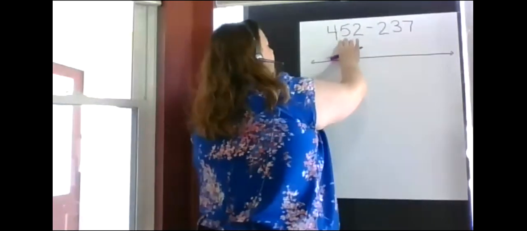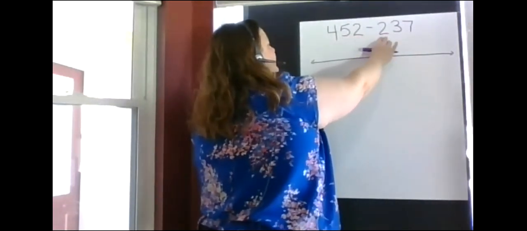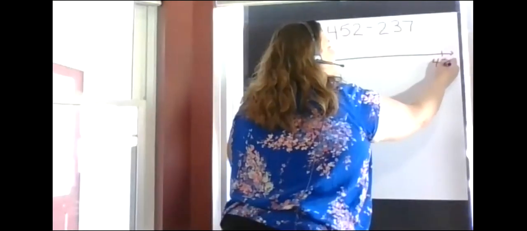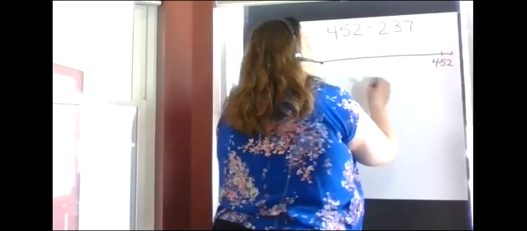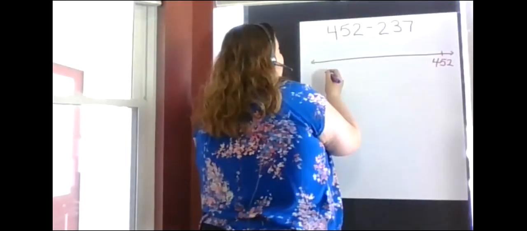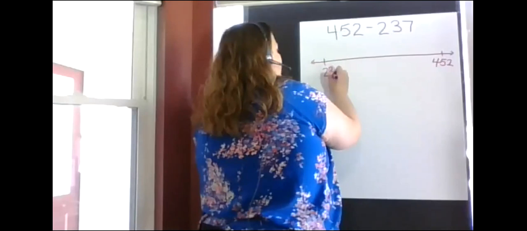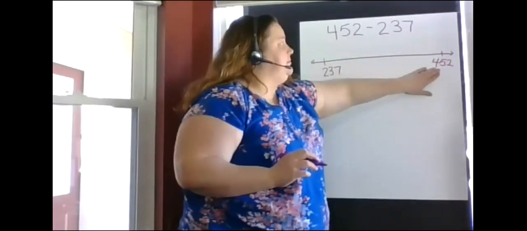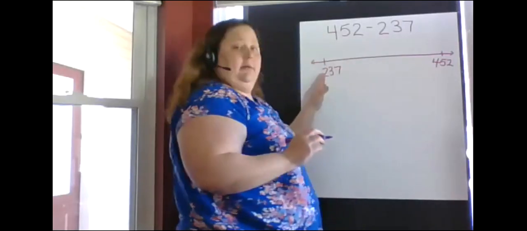So I want to know 452 minus 237. So in this case, I'm going to start at 452, and I want to get back to 237. So I'm going to start here, and I'm going to work my way back to here.